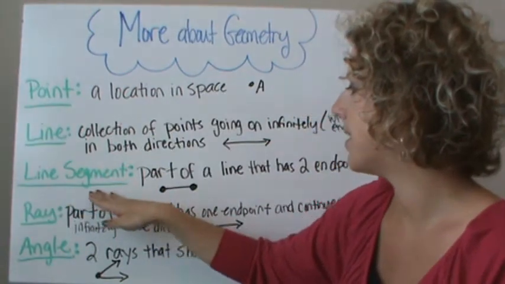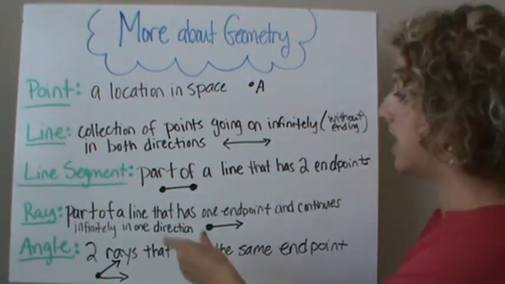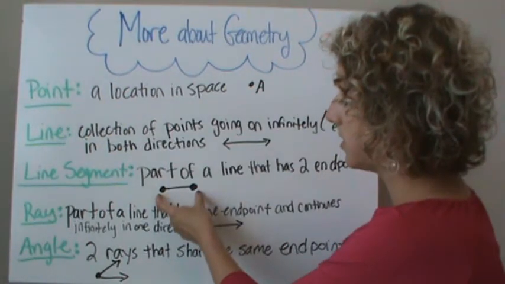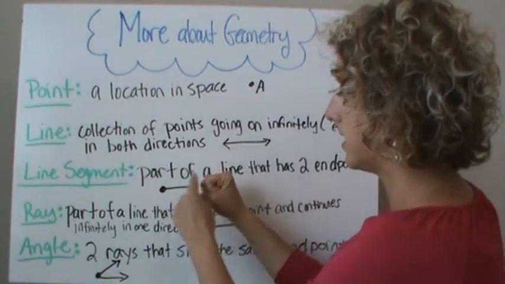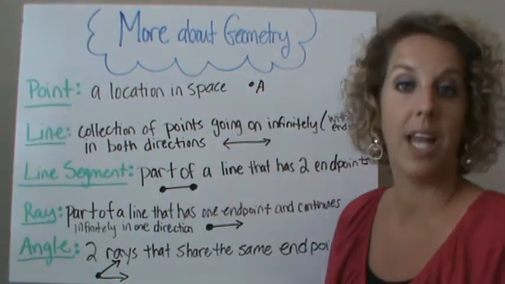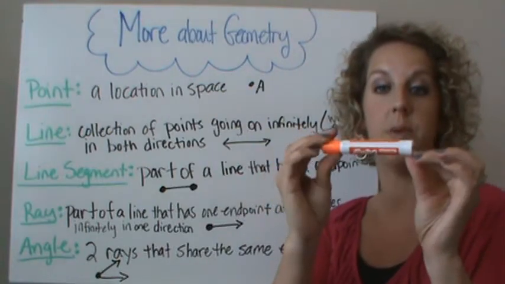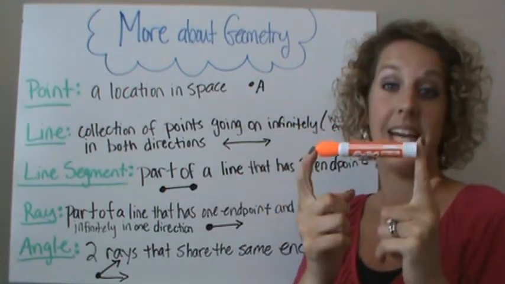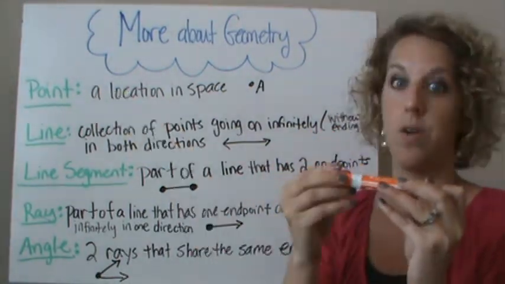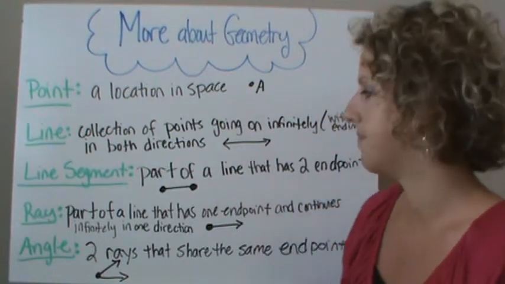A line segment is part of a line that has 2 endpoints. So this is what a line segment looks like. It has 2 endpoints, and it's just kind of like taking a chunk of that line out, and that's what we call a line segment, which is mostly what we see in the world. So for example, this marker is a line segment because it doesn't go on and on forever. It is just a little piece of a line.